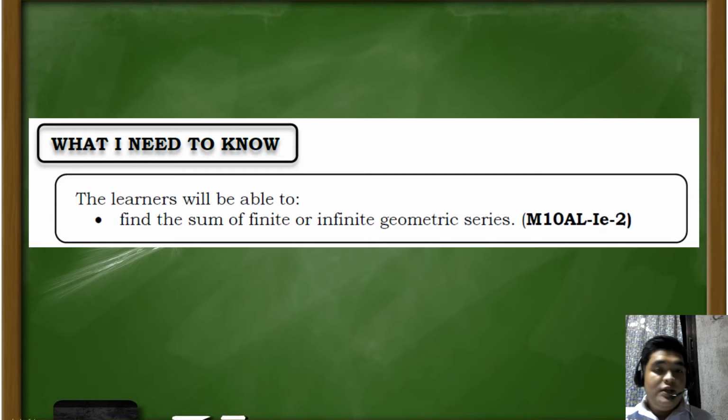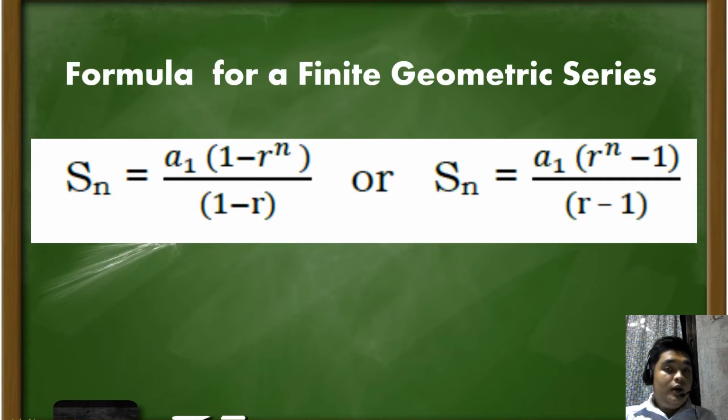For this video, you will learn the sum of a finite or infinite geometric series. The formula for a finite geometric series is S sub n equals a sub 1 times the quantity 1 minus r to the power of n, all over 1 minus r. Or you can also use S sub n equals a sub 1 times the quantity r to the power of n minus 1, all over r minus 1. Take note of our formula.